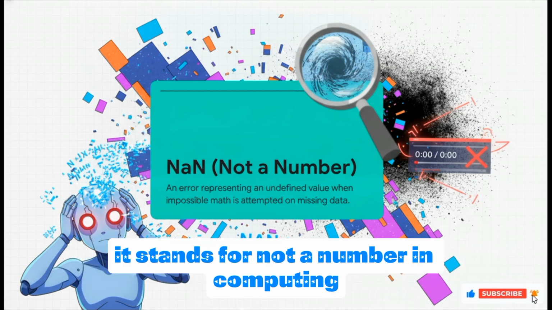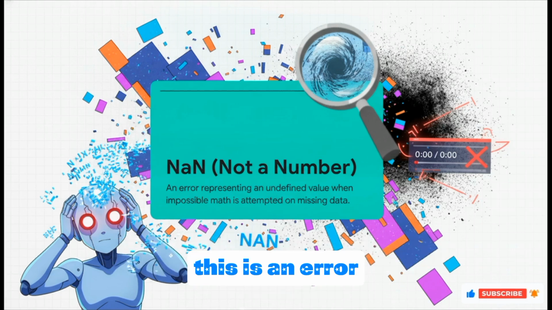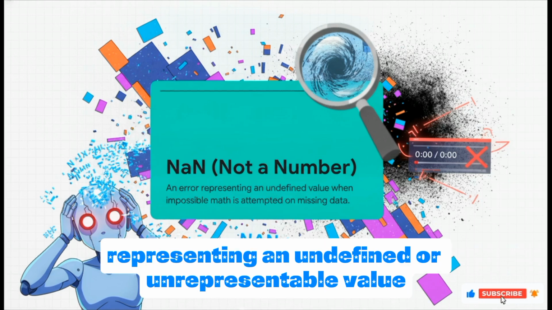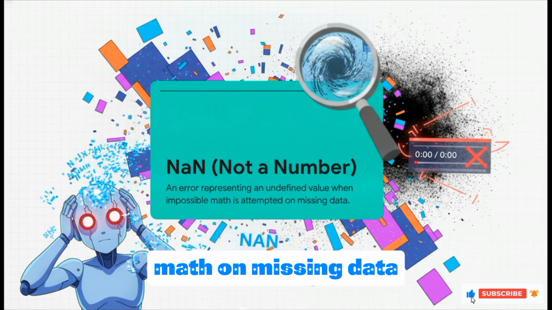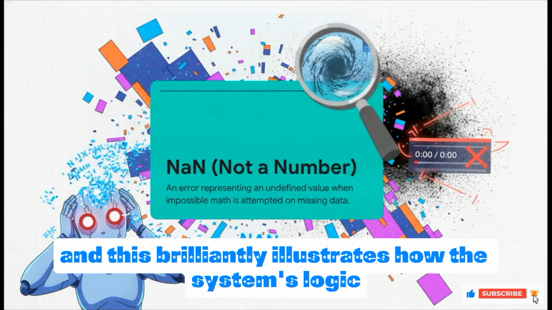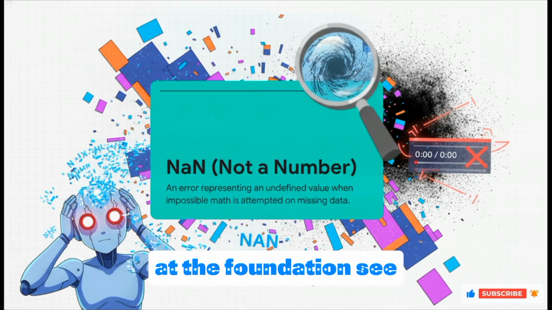It stands for not a number. In computing, this is an error representing an undefined or unrepresentable value, and it pops up when a system attempts impossible math on missing data. And this brilliantly illustrates how the system's logic literally breaks down at the foundation.